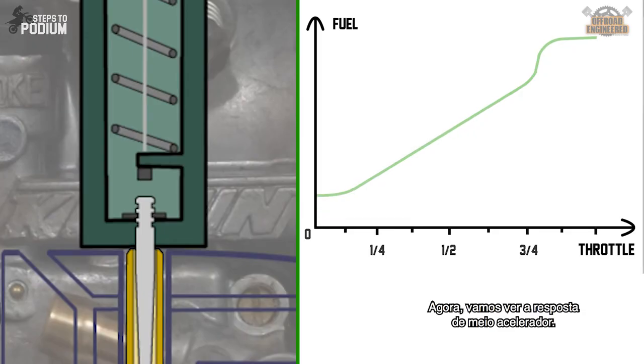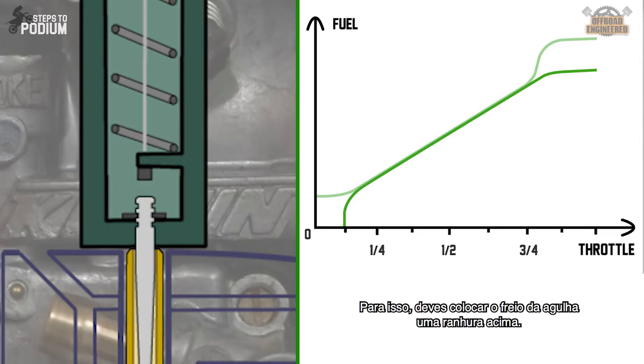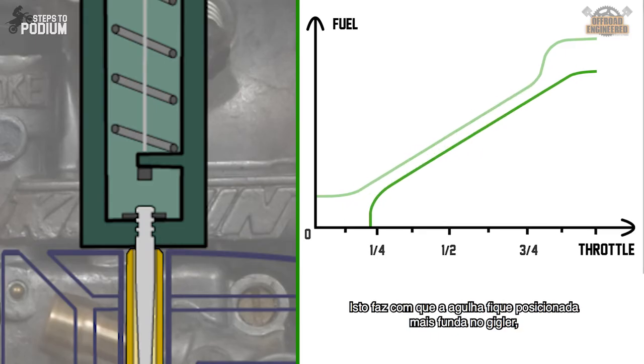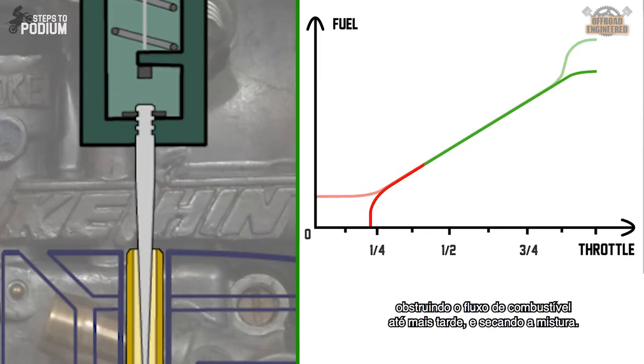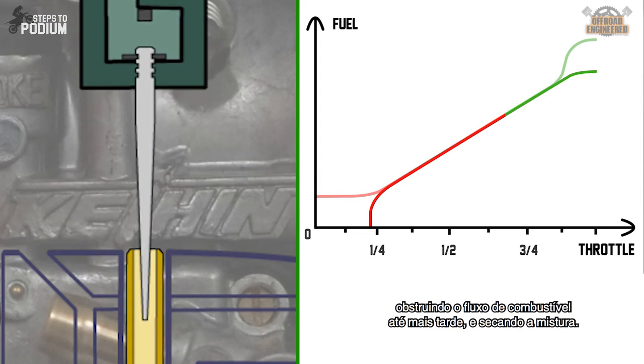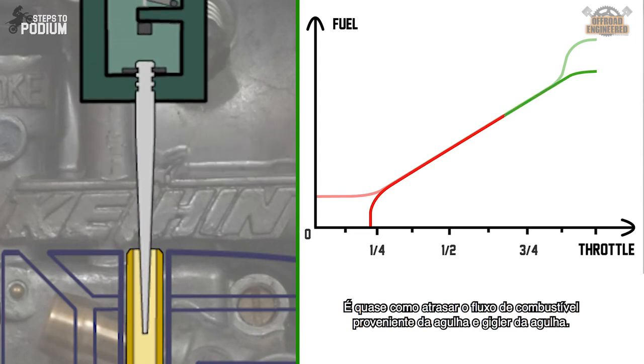Now let's take a look at the mid-throttle response. If you feel the bike bogging too much, it's because the mixture is too rich and you have to lean it up. To do that, take the needle and place the circlip a groove higher. This will position the needle lower on the needle jet and it will obstruct the fuel flow for longer, leaning out the mixture. You can look at it as delaying the fuel flow from the needle and the needle jet.